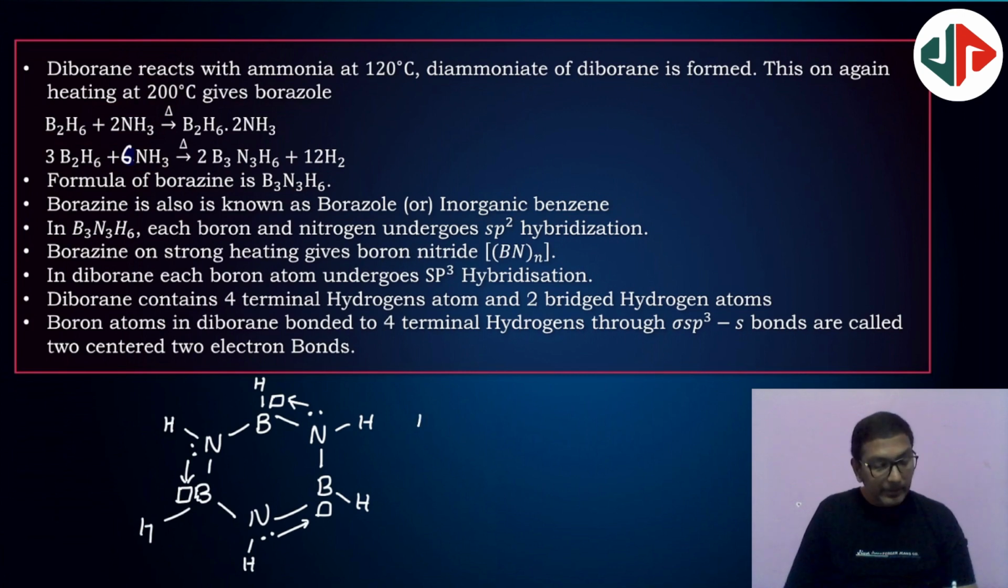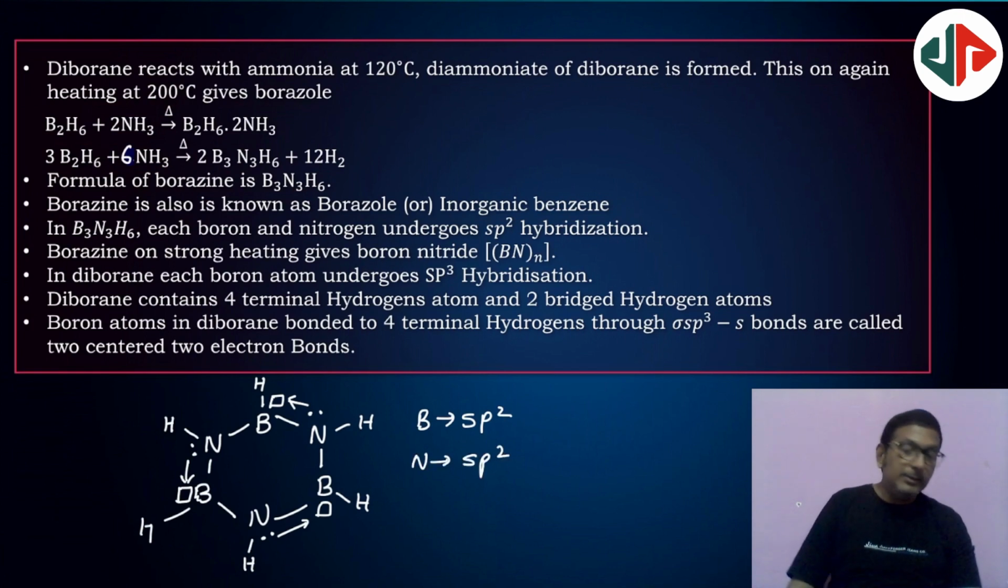So in this structure, boron is sp2 and nitrogen also sp2 hybridization. So the structure is similar to that of benzene. Therefore, it is inorganic benzene. Nitrogen to boron dative bond formation. Next. So boron and nitrogen sp2 hybridization. Next, borazine on strong heating gives boron nitride. It is also known as inorganic graphite. Boron nitride, which is harder than diamond.